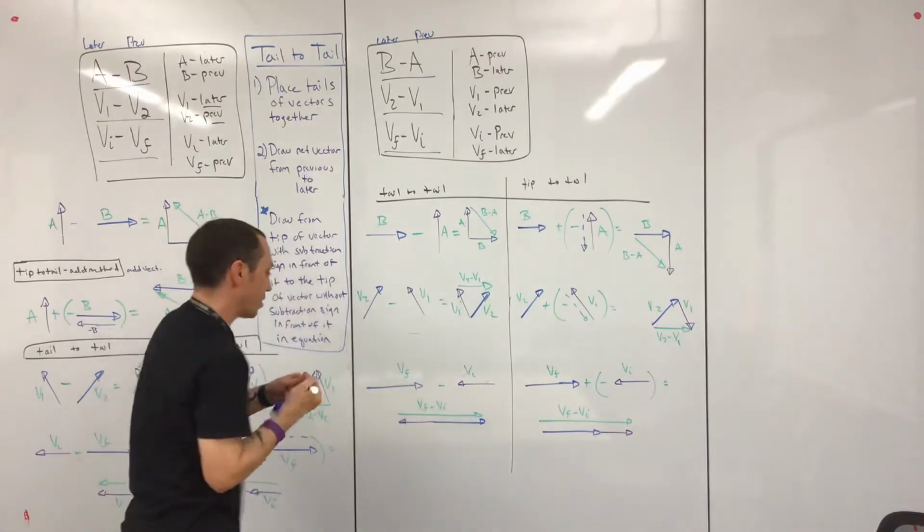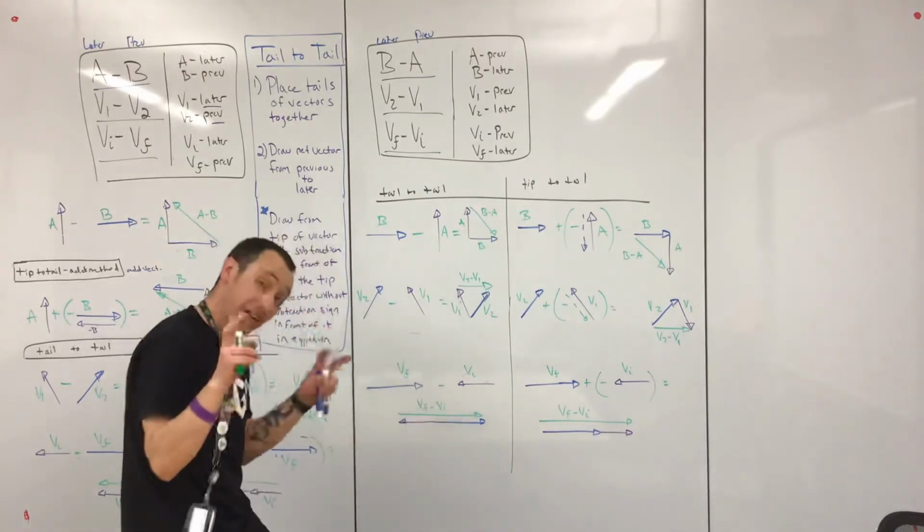All right, one last one here, all right? We have V final minus V initial, or the change in something, right?